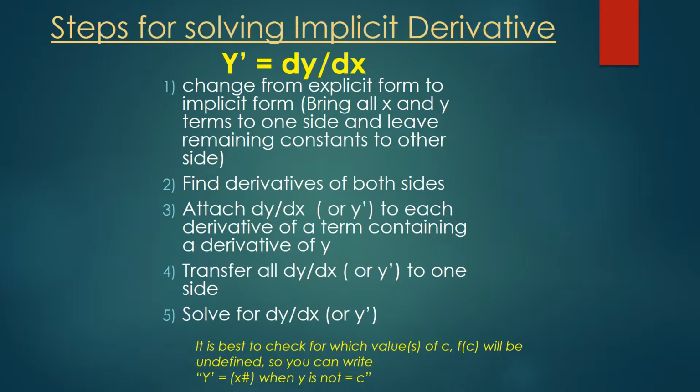After that, you have to find the derivatives of both sides. For terms that do not contain a y, you don't have to change anything. You find the derivatives the same way you did for the past couple of weeks. But when the term does contain a y, you take the derivative of the y terms and attach a y prime to each. For example, the derivative of 3y squared is 6y, and you attach a y prime to that, so you get 6y times y prime.